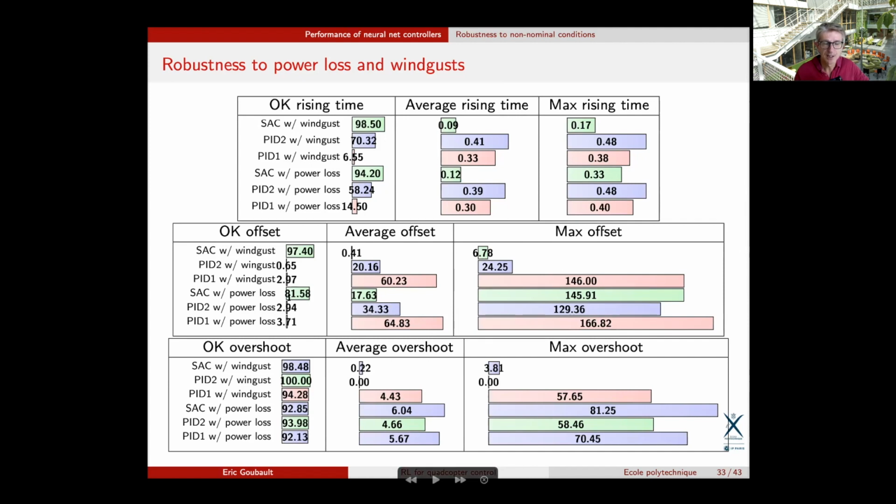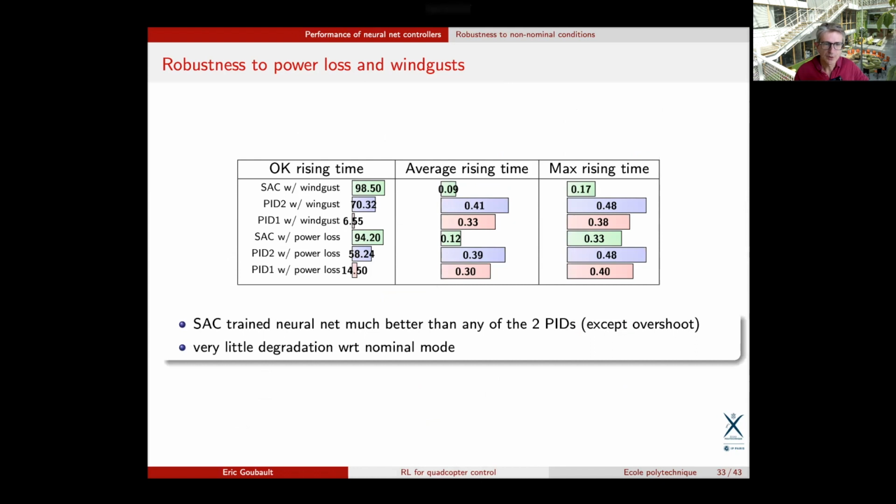And you can see that PIDs do react very badly to wind gusts and power loss, especially power loss. They degrade even more than neural nets, which almost don't degrade. Okay, so SAC-trained neural nets are much better than PIDs and exhibit much better robustness than the PIDs.